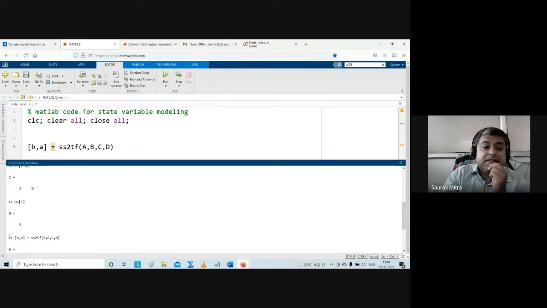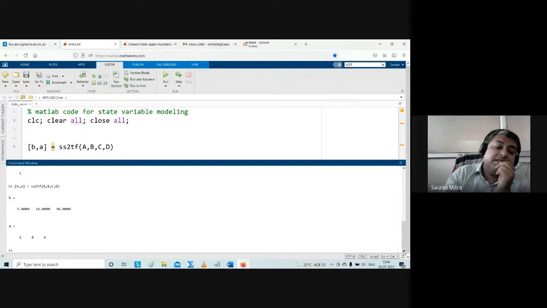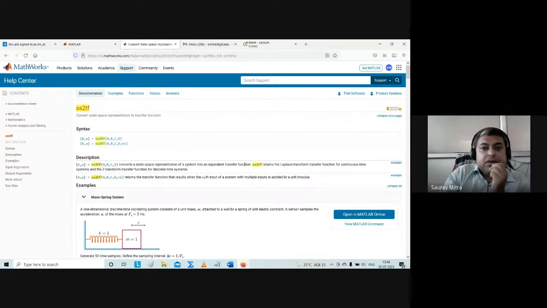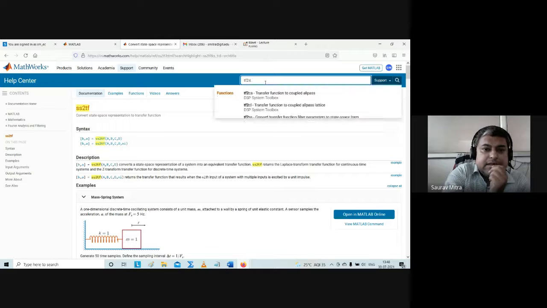So what the D matrix is actually doing is making the system strictly proper. This is something you have to understand, that when the D matrix is there, the order of the numerator and the order of the denominator become kind of the same. So this was SS to TF. Now what you do is TF to SS.